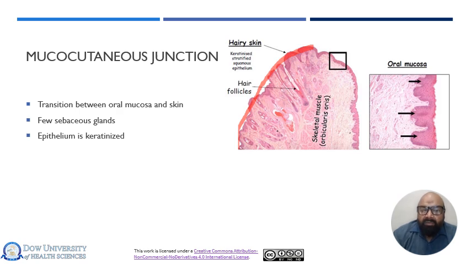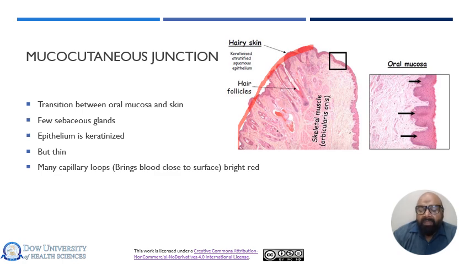So in the outer side there are few sebaceous glands that secrete sebum, while on the inner side there are no sebaceous glands. Okay, and the epithelium is quite thin on the inner side as compared to the outer side, and there are many capillary loops that bring blood close to the surface. That is why the vermilion border and the vermilion zone of the lip appears to be more reddish in color, because of the thin epithelium, and there are multiple blood vessels that are very near to the epithelium.